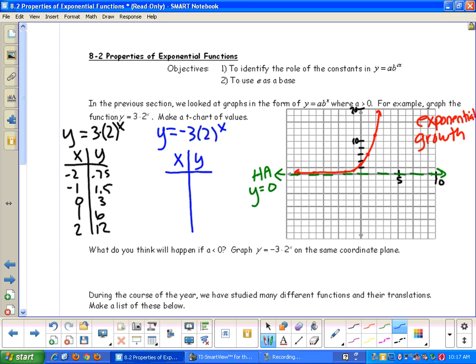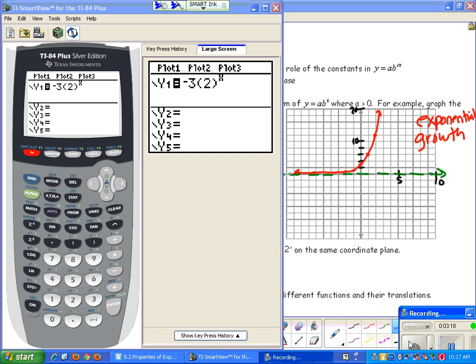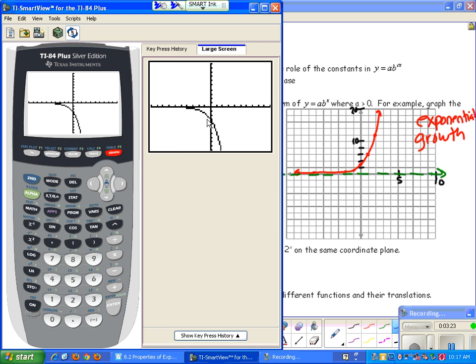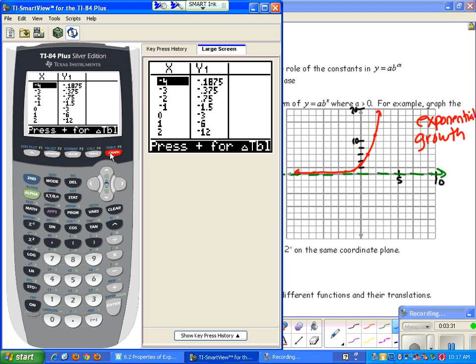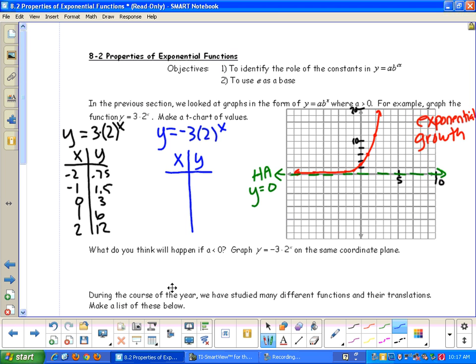Let's go ahead and use our table to do that. In my calculator, I put the negative in front, and then I hit graph. Notice now my graph is going downward. Remember, the negative in front reflects your graph over the x-axis. If you go to your table and look at the values we had before, all of the y values we had previously are going to be negative. So we have -2, -0.75, -1, -1.5, 0, -3, 1, -6, and 2, -12.